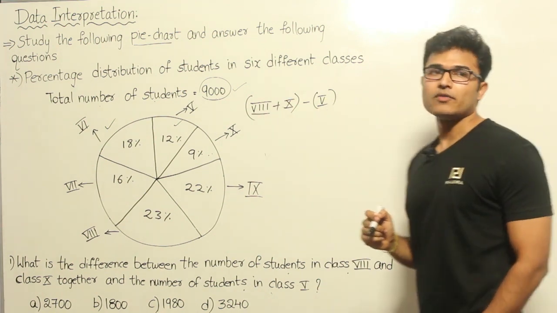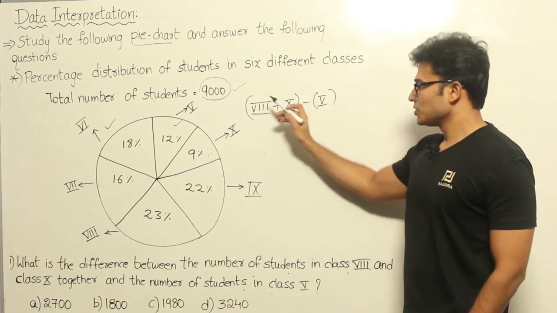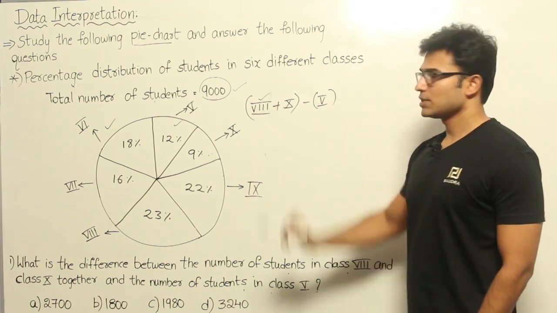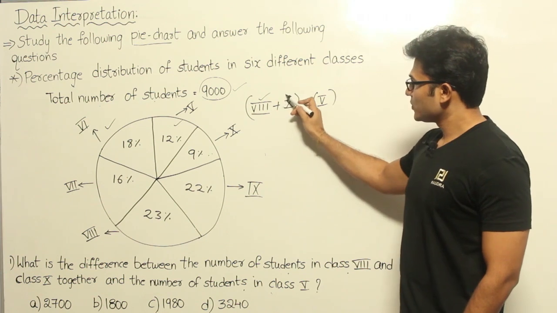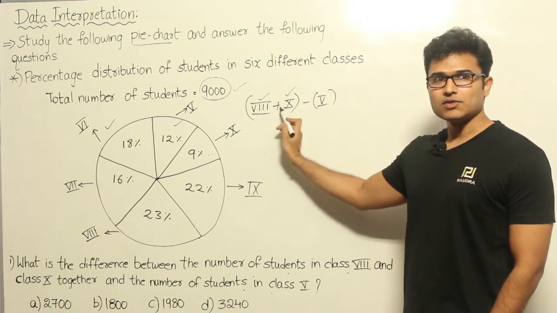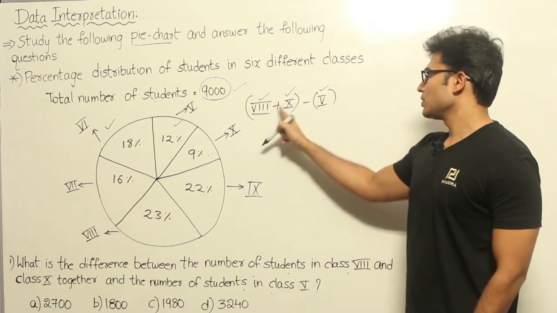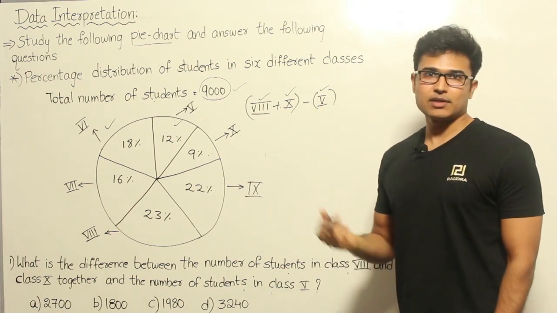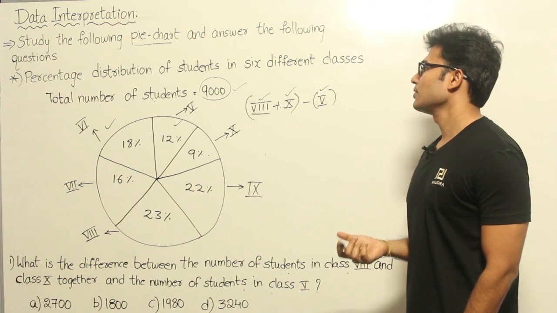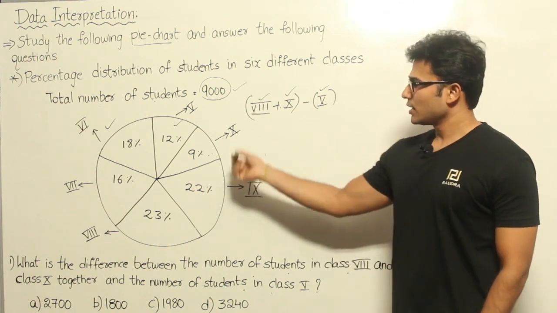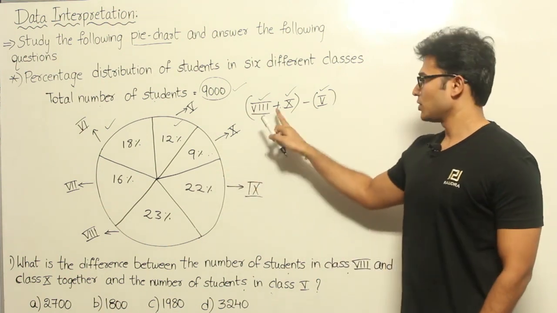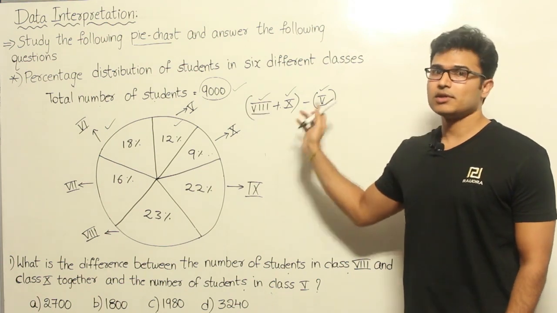Now one way you can solve it is, you can find out individually how many students are present in class 8 and how many are present in class 10, add these two, and from that subtract the number of students in class 5. Individually you can find the numbers and then the final answer, or instead you can directly apply the percentages and find the difference.